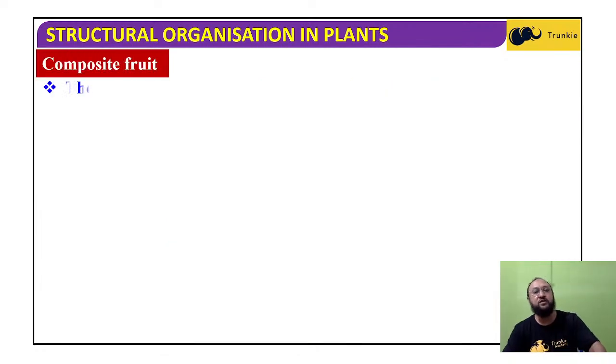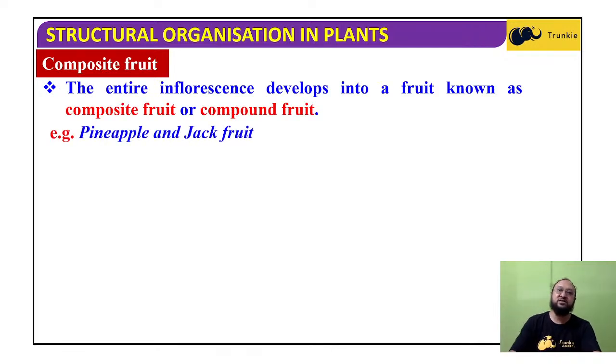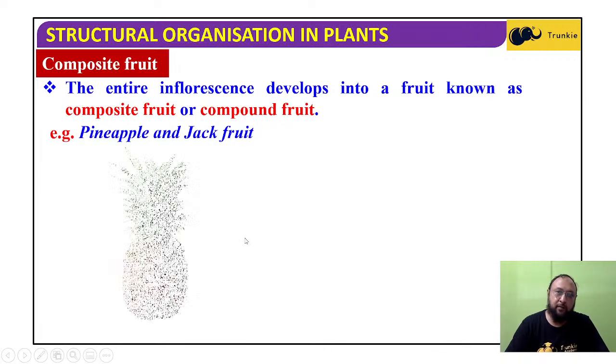So, composite fruit. The entire inflorescence develops into a fruit known as composite fruit or compound fruit. When the whole inflorescence, the arrangement of the flowers, not only a single flower but all of it together forms the fruit, then it's called a composite fruit or compound fruit, like this.